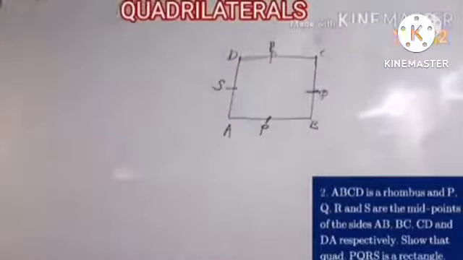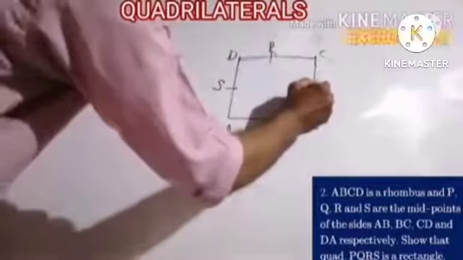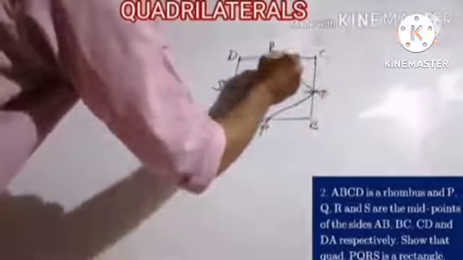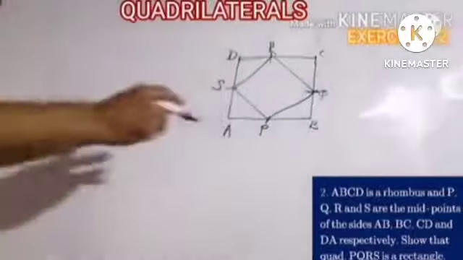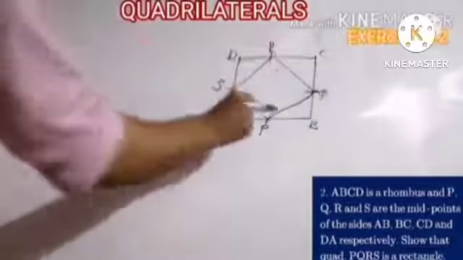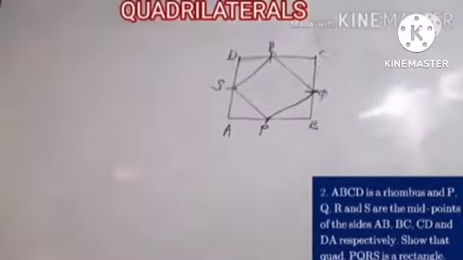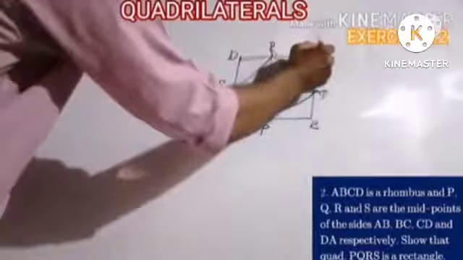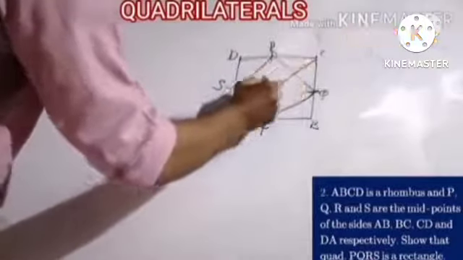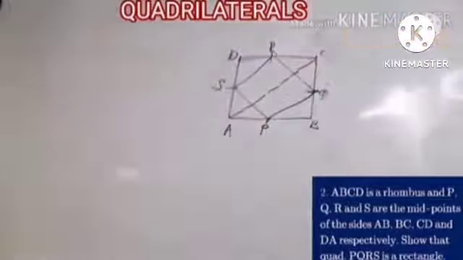Now what is to prove? Show that quadrilateral PQRS is a rectangle. Join PQ, QR, RS, SP. From the previous question, we have PQRS is a parallelogram. Now here we have to prove PQRS is a rectangle. Parallelogram is the first step. To prove this is a rectangle, start with one diagonal.